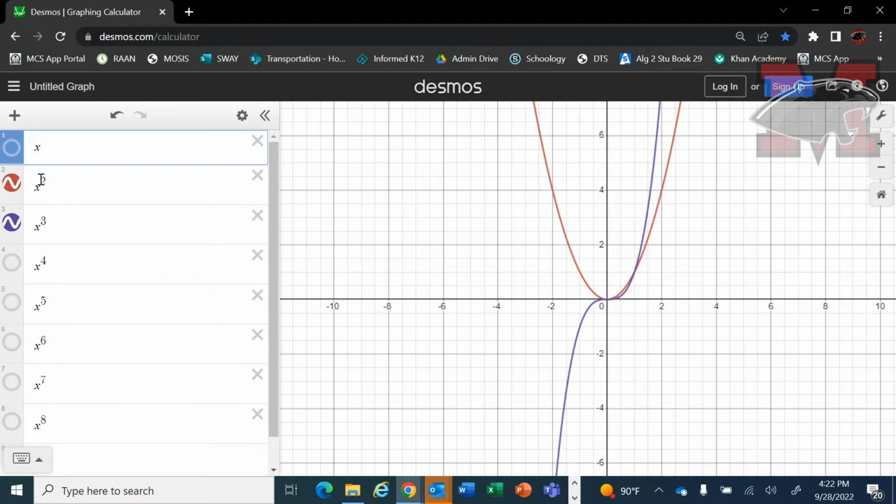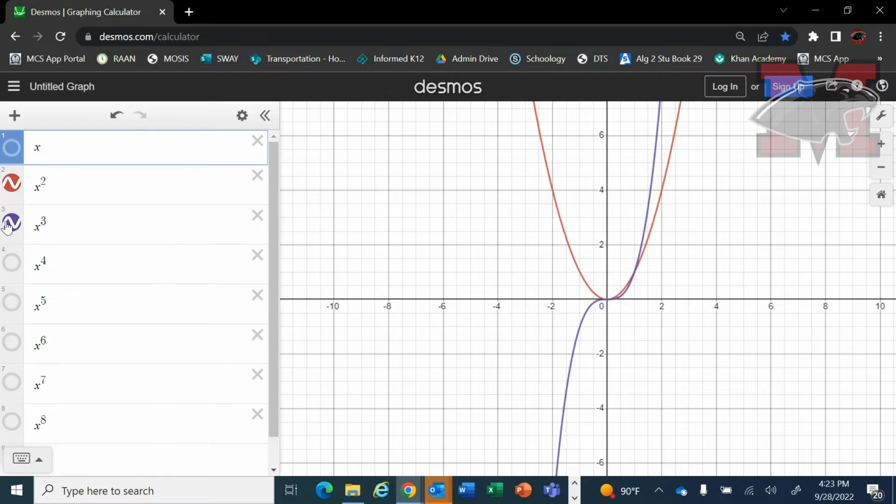Because you have negative times negative in evens, you're always going to be positive. My even number degrees are going to look similar to the parent function of x squared. Similarly, my negative times a negative, if you have an odd number of them, it's going to be negative. Anytime you have an odd number, so 3, 5, 7, it's going to look very similar to this x cubed graph. So let's start looking at this.